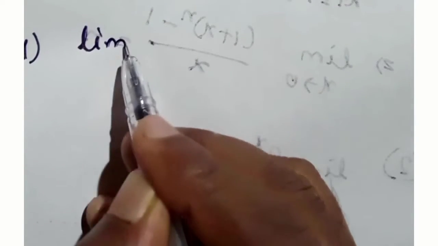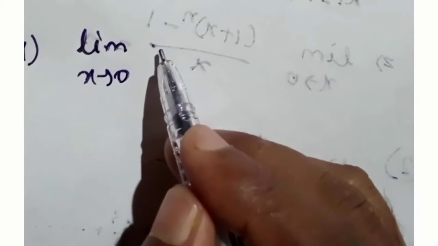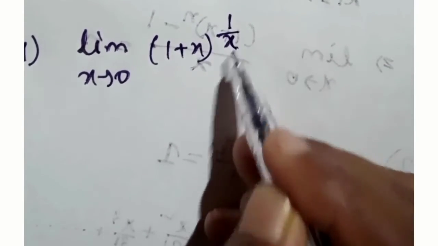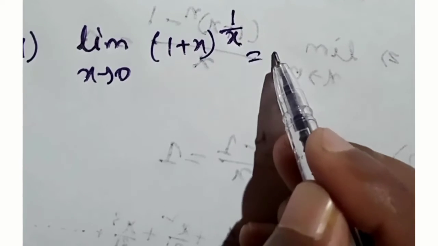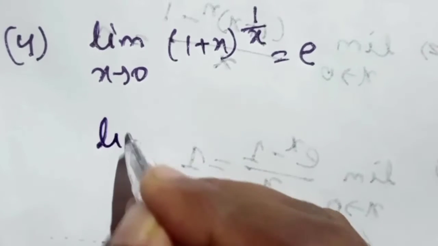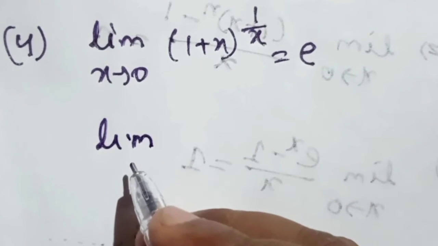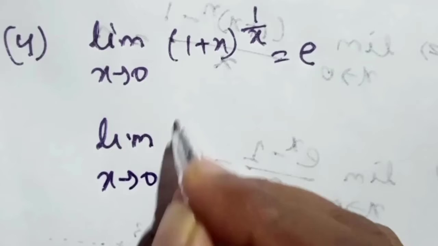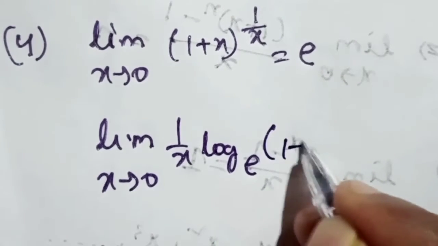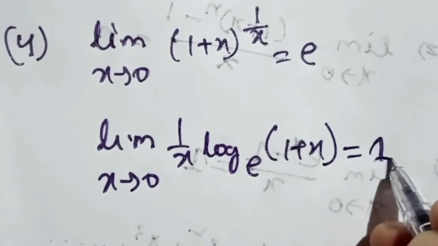So guys, now we are going for the next one, that is limit x tends to 0, (1 plus x) power 1 by x. We have to prove that it maps to e. Okay, let's go for it. We just proved that limit x tends to 0, 1 by x log e (1 plus x) equals 1. So it's very simple.